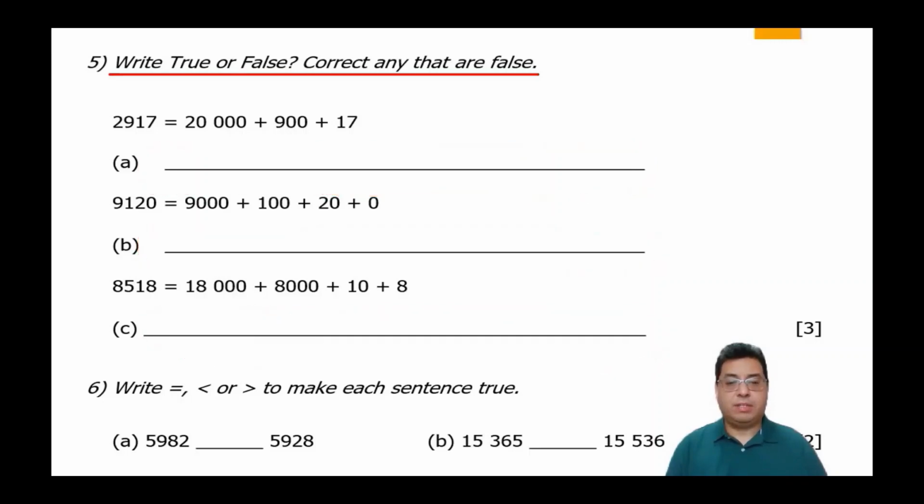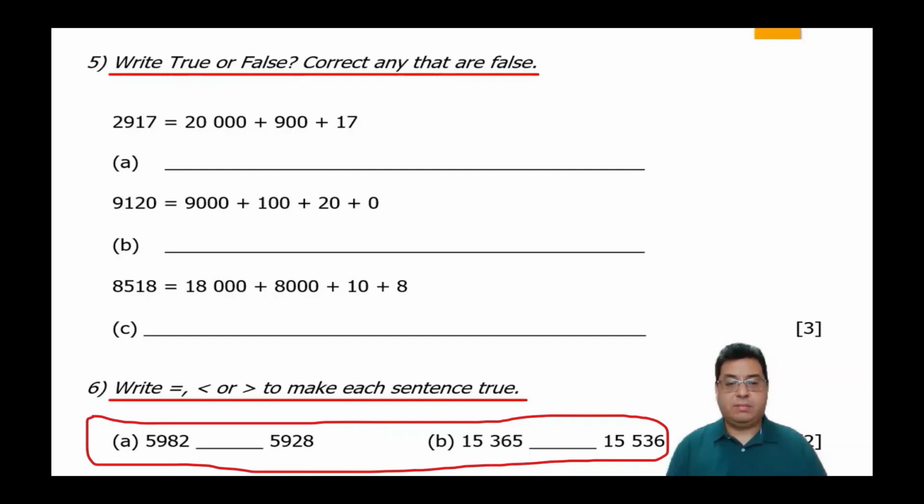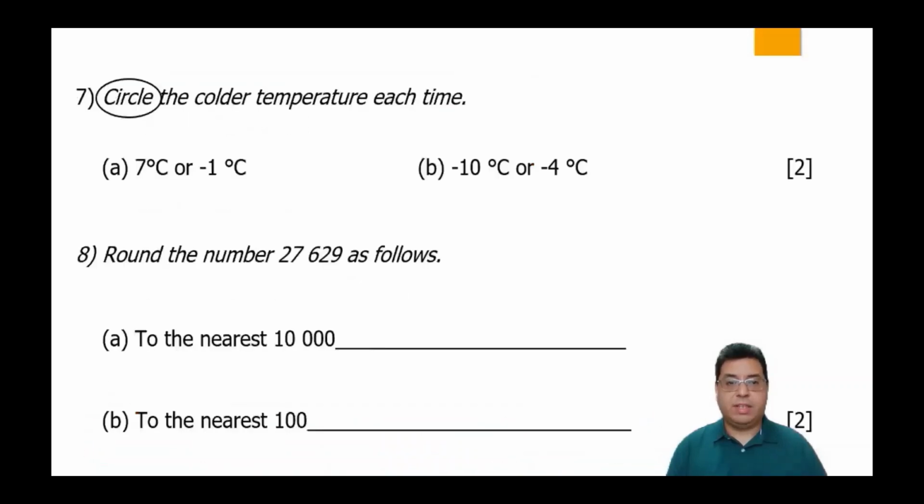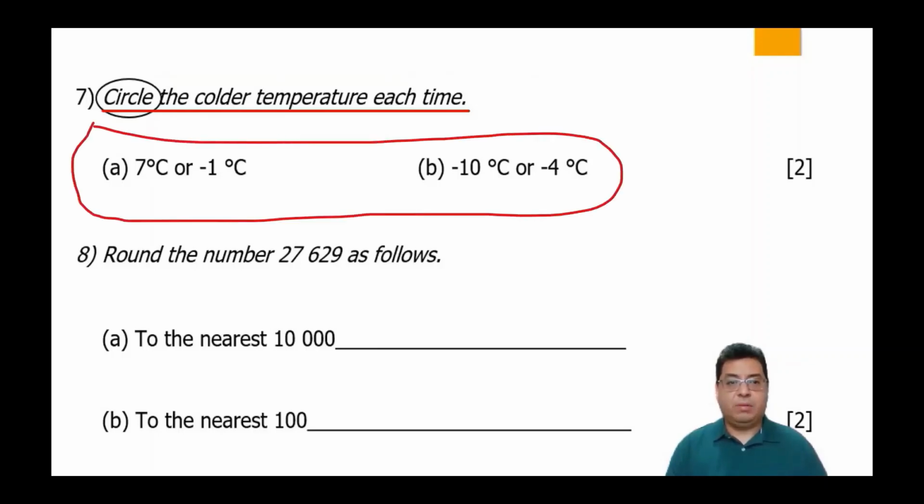For number 6, the question says, write equals, less than, or greater than to make each sentence true. Again, I've got answers A and B here, and just fill in the appropriate answer as indicated. Number 7 says, circle the colder temperature each time. You can see I've got letters A and B here, and I want you to just circle which one is colder.